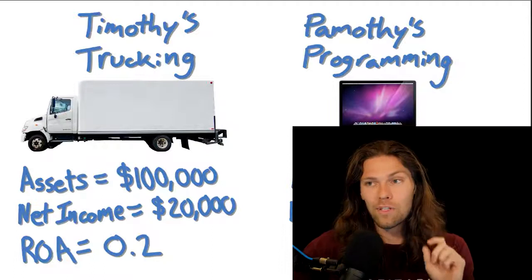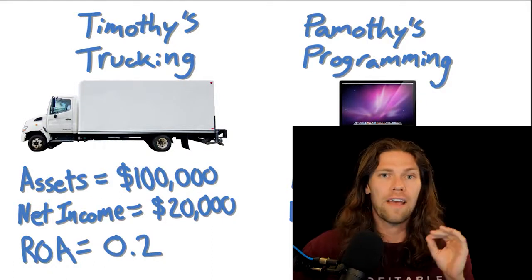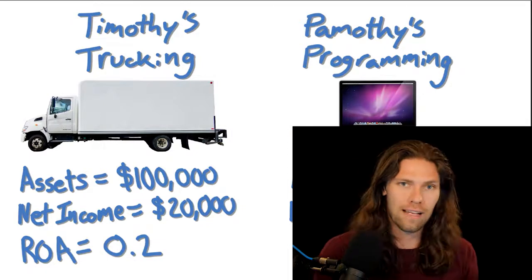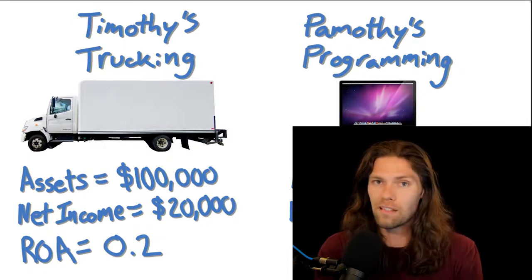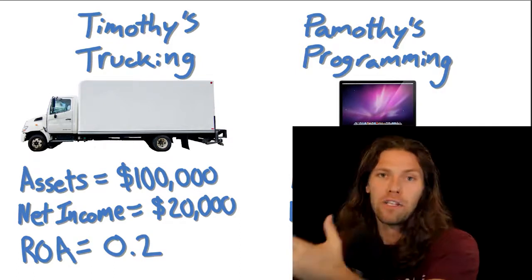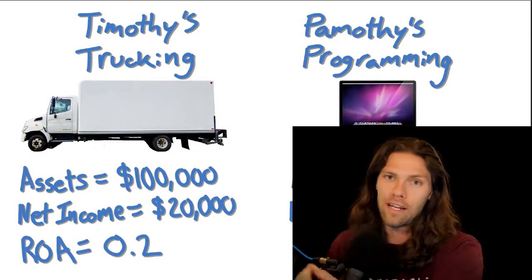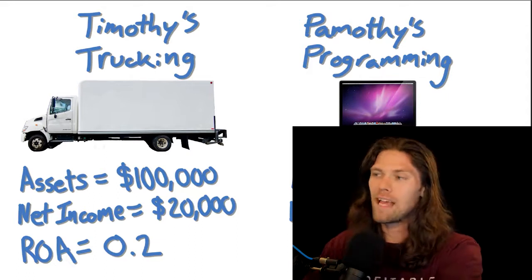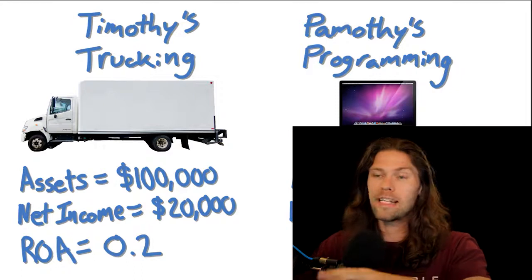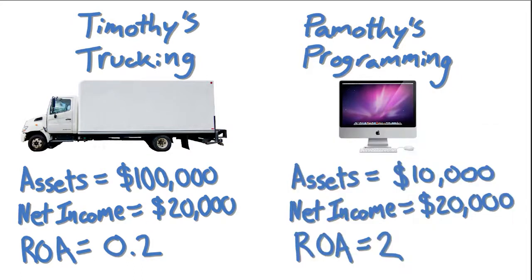Now, I said the return on assets ratio is extremely important, and that's because some industries naturally make more money with fewer assets and are worth more because of it. A business that earns more money on fewer assets is going to be valued higher because it's easier to earn an extra dollar in profits. So I made this example to help highlight why this is true. So we're really breaking down this ratio. So we have two companies. We have Timothy's Trucking Company and we have Pamothy's Programming Company.